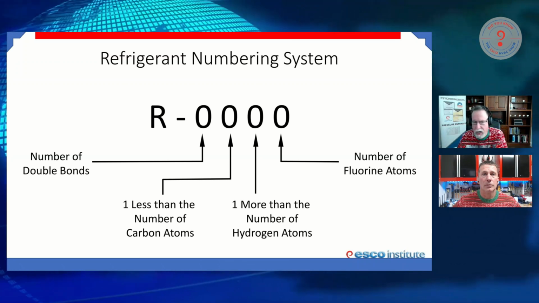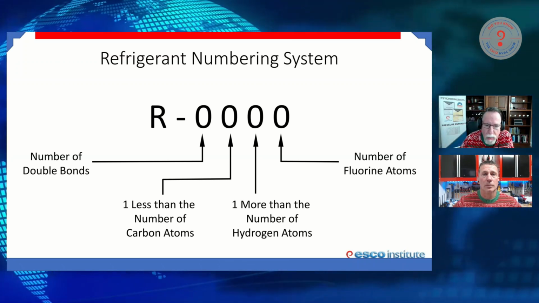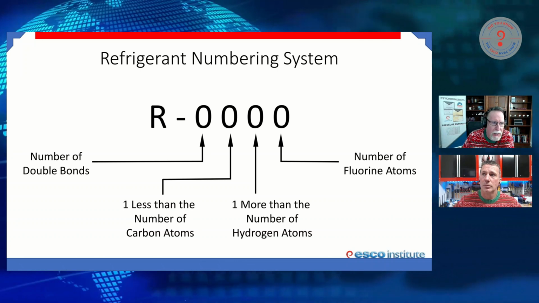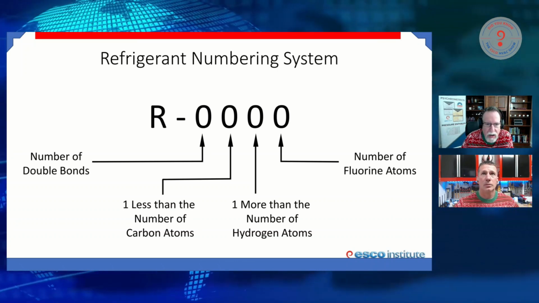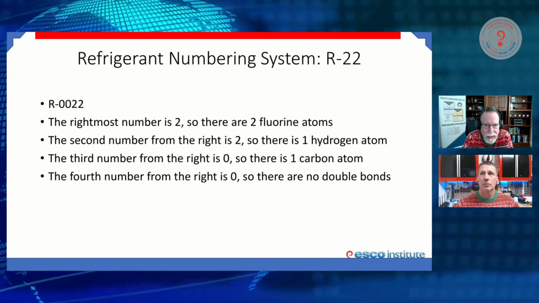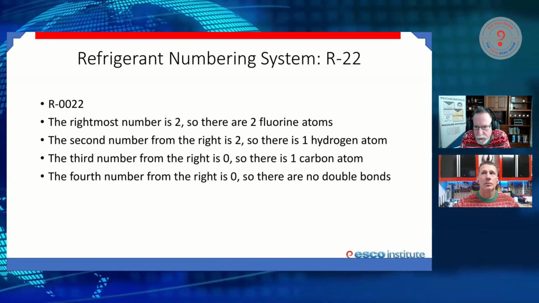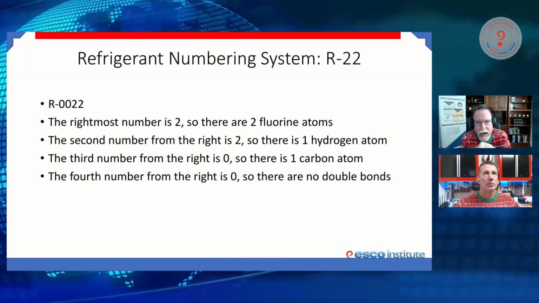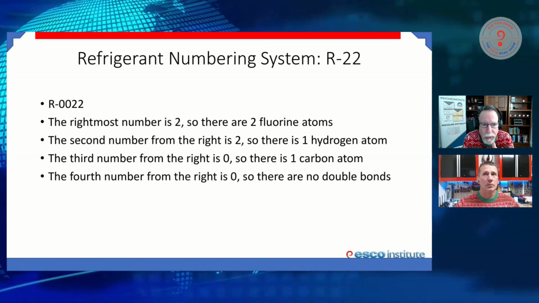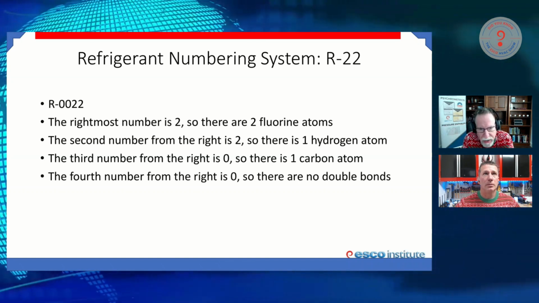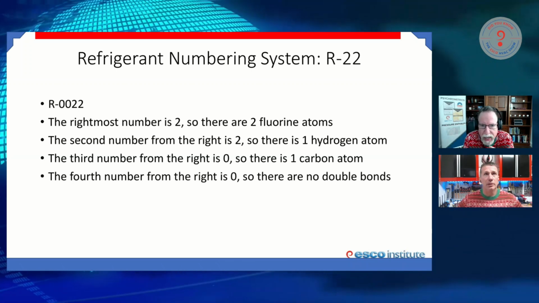The next number to the right is one more than the number of hydrogens. And the last number is the number of fluorine atoms. So let's take, for example, R22. We're going to write R22 as R0022. The number all the way on the right is 2, so there are 2 fluorine atoms.